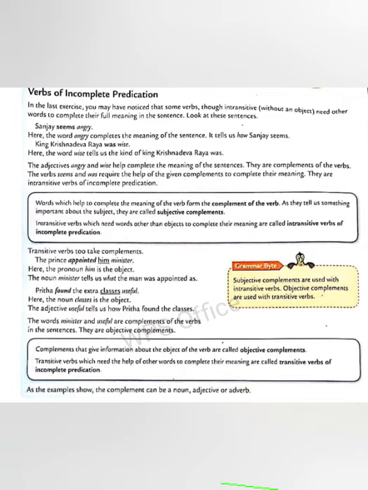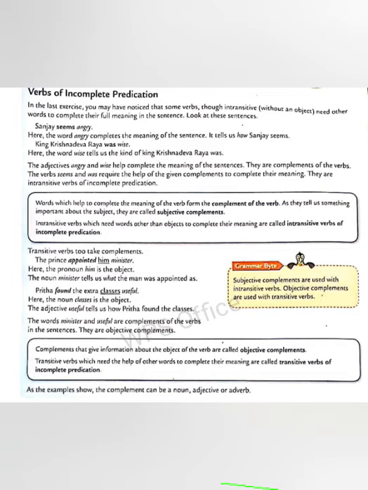And then another sentence, King Krishnadev Rai was wise. Here the word wise tells us the kind of king Krishnadev Rai was. The adjectives angry and wise help to complete the meaning of the sentences. They are complements of the verb. The verbs seems and was require the help of the given complements to complete their meaning. So sometimes there are verbs of incomplete predication. They require a complement to make complete sense or to make the sentence meaning clear.